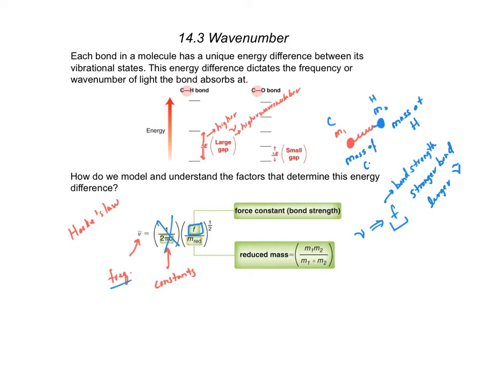So reduced mass is the combination of them together. Now what is the relationship between frequency and reduced mass? Inverse. They're inversely proportional, right? So frequency is inversely proportional to reduced mass. So the smaller the reduced mass, what can you tell me about the frequency? The larger. Right, so the smaller the reduced mass, the larger the frequency, or the larger the wave number we would see this at.